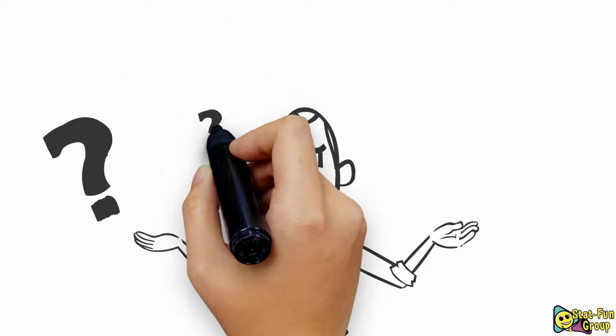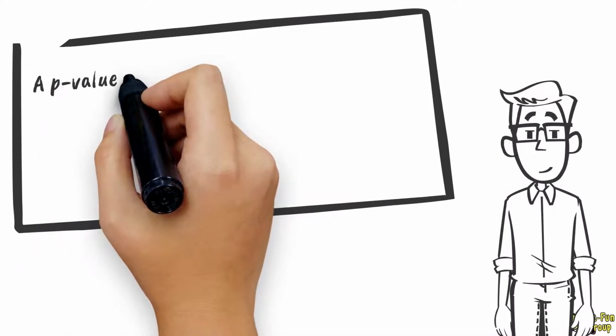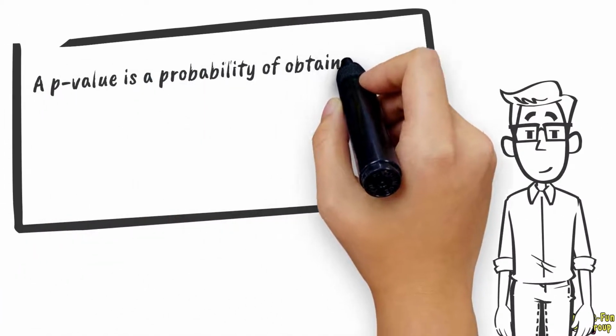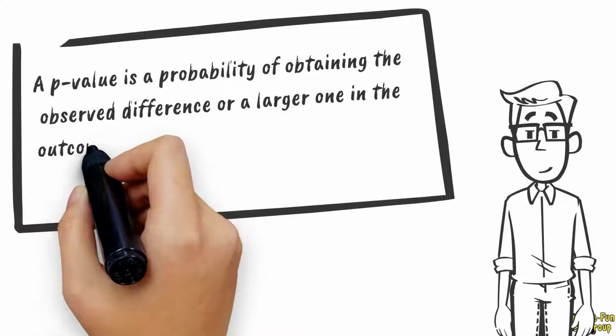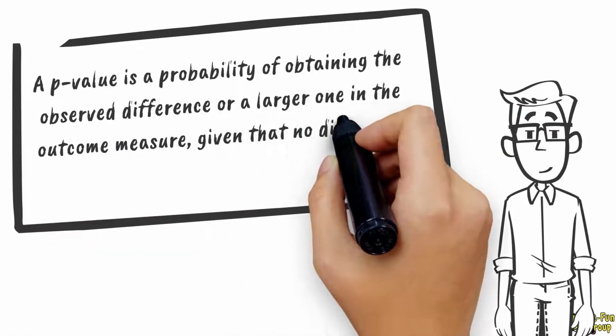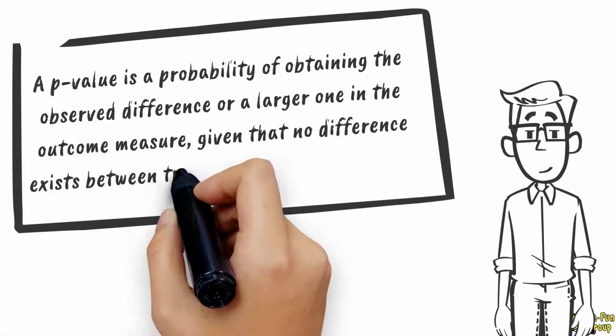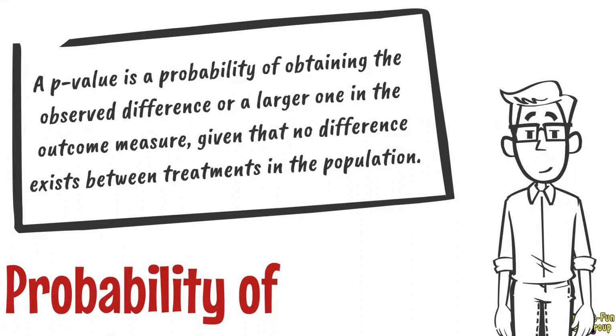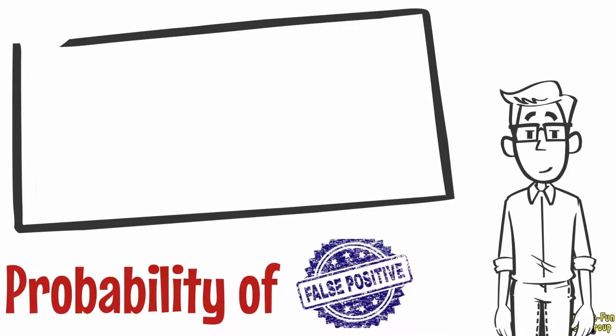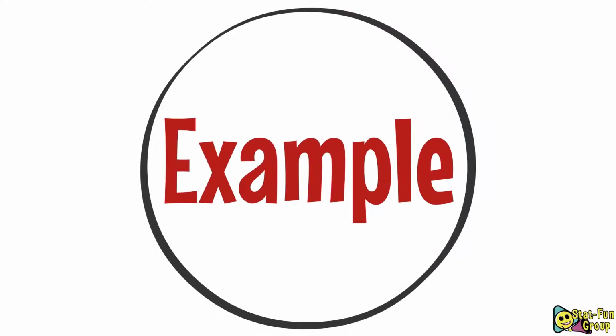The official definition of a p-value is quite challenging to understand. A p-value is a probability of obtaining the observed difference or a larger one in the outcome measure, given that no difference exists between treatments in the population. In other words, it is the probability of having a false positive result. So the best way to explain what a p-value is is to use an example.